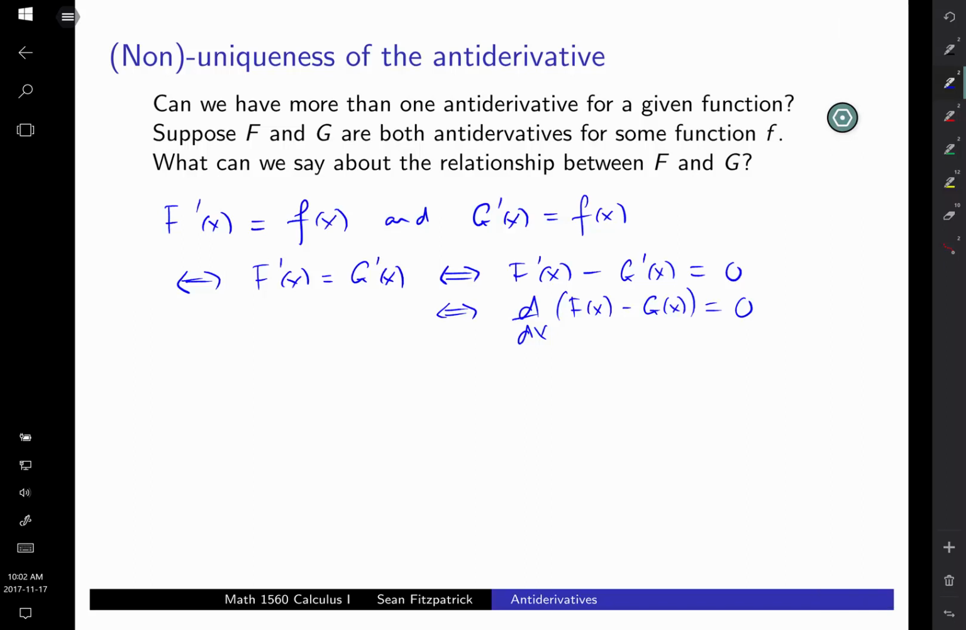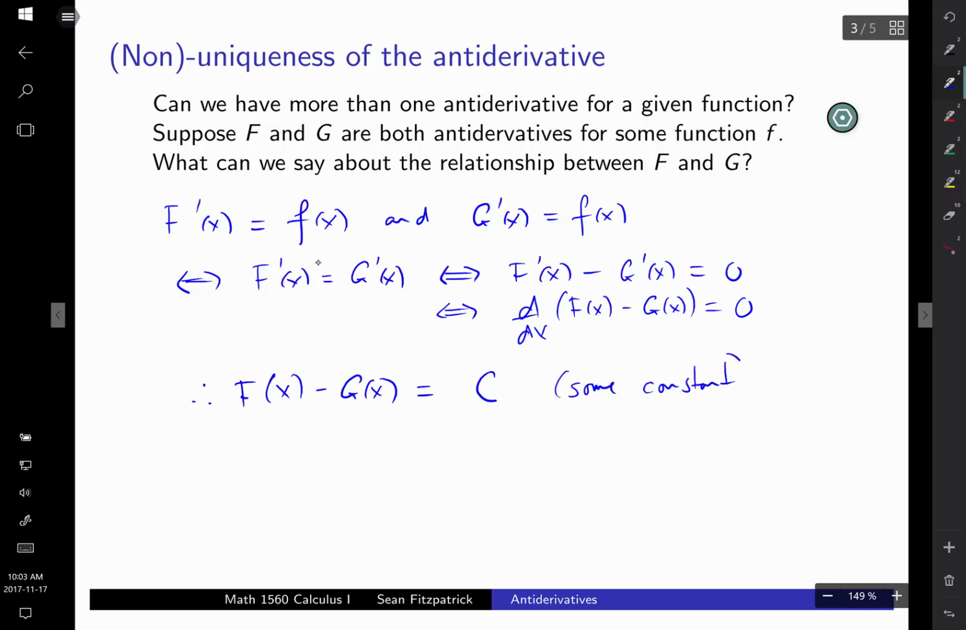Well, what do we know about functions whose derivative is identically 0, for all values of x? We saw this back in chapter 3. This was an early test of the mean value theorem: if a function's derivative is identically 0, it has to be a constant. So that means that f of x minus g of x equals c, where c is some constant.